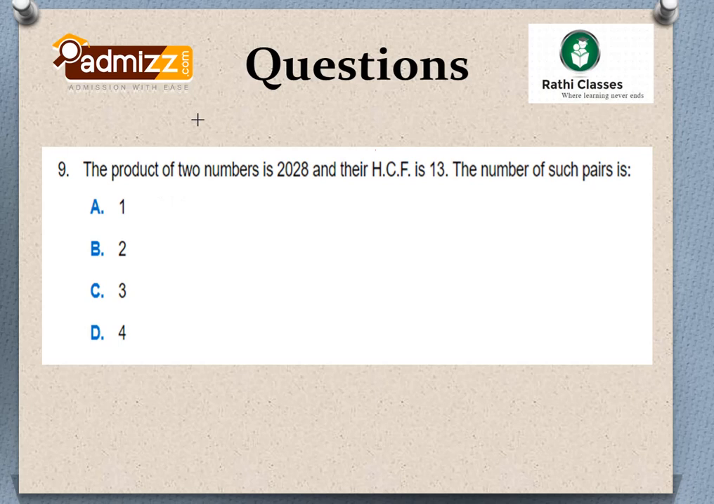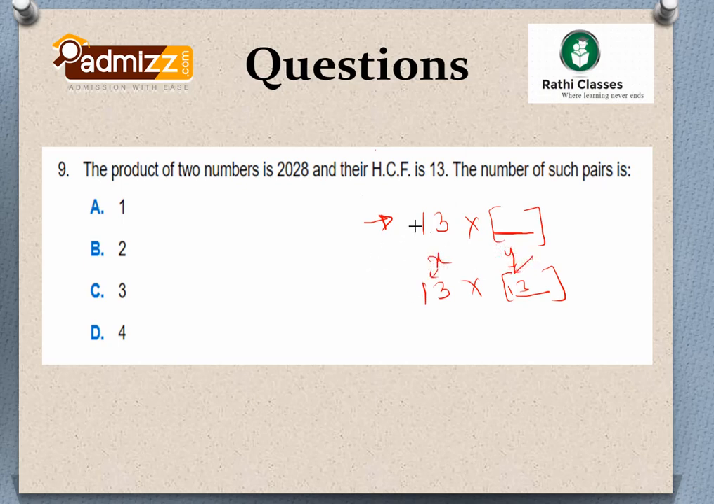9. The product of the two numbers is 2028 and their HCF is 13. The number of such pairs. 13 is a prime number. Either the number can be 13 into something, that would be a case, or both the numbers should be multiples of 13. I can have two cases. One, only 13 into some specific number, or, HCF means, suppose this X is also a multiple of 13 and Y is also a multiple of 13. That could also be the case.